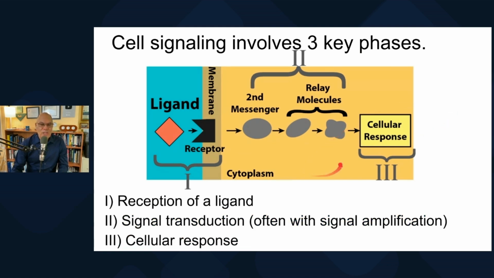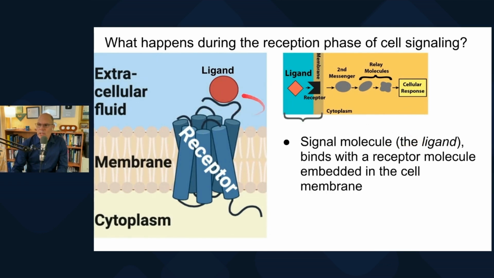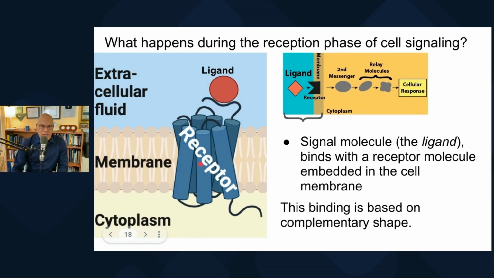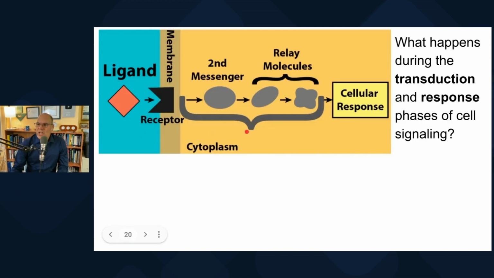And we'll be coming back to this diagram throughout. Now let's break down each of those phases. We'll start with reception. The signal molecule is going to bind with the receptor, and that receptor is embedded in the membrane. And as we said before, the binding is based on complementary shape. Now we're going to move on to the second phase, transduction, and the third phase, response.